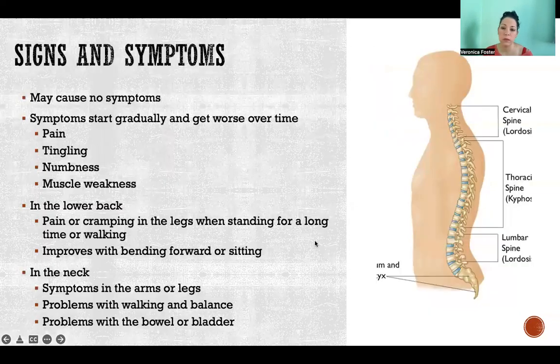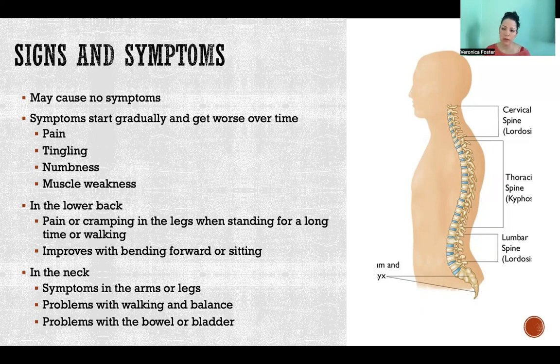So, signs and symptoms. First, a lot of people actually have spinal stenosis and have no symptoms at all, so they never even realize it. Then symptoms gradually come on and worsen over time. When the symptoms are in the spine or in the back, it would be pain, tingling, numbness, muscle weakness. Those symptoms can also radiate and affect the arms and/or legs, depending on where the impingement is occurring.